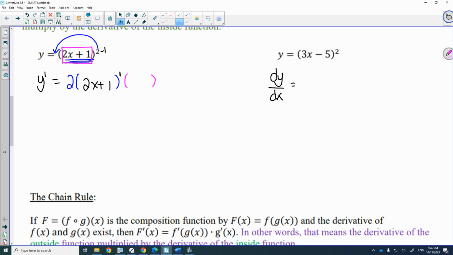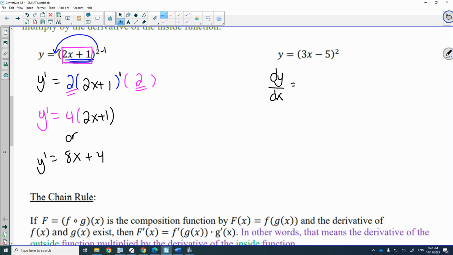What would the derivative of 2x plus 1 be? 2. Yes, because the derivative of 2x is 2. And the derivative would be 2 plus 0, so just 2. From here, we would clean up. So we would say y prime is equal to 2 times 2 is 4. And then we've got 2x plus 1. So that's an answer. Or y prime is 8x plus 4.